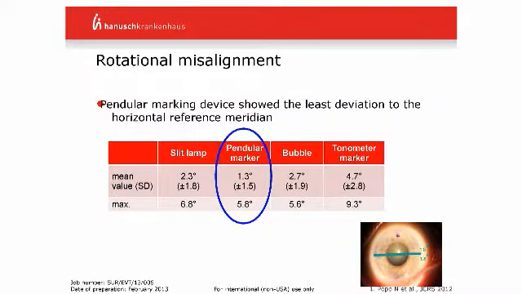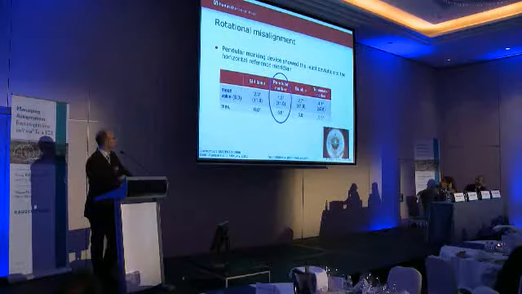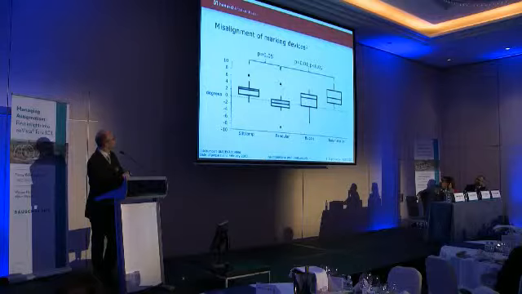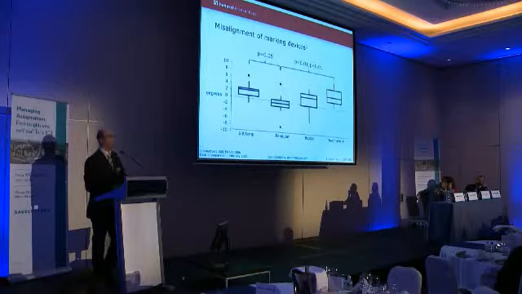Next slide, please. And what you can see here is that actually the pendulum marker did very well. Next slide. I'll show that as box plots. Next slide, please. So here you can see the box plots for the slit lamp, pendular, bubble, and tonometer marker. These two are pretty good. There is a difference between the two. The pendulum marker doing better than the slit lamp, but actually the other two in our hands were worse.